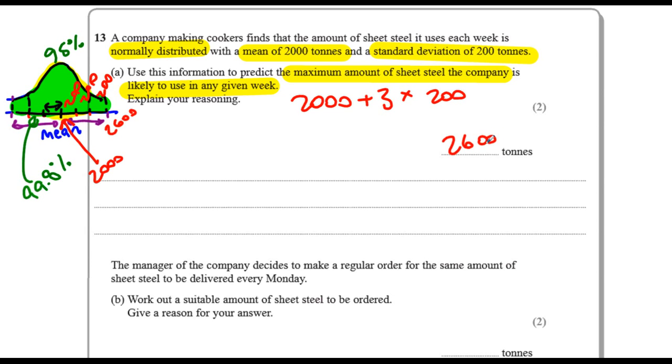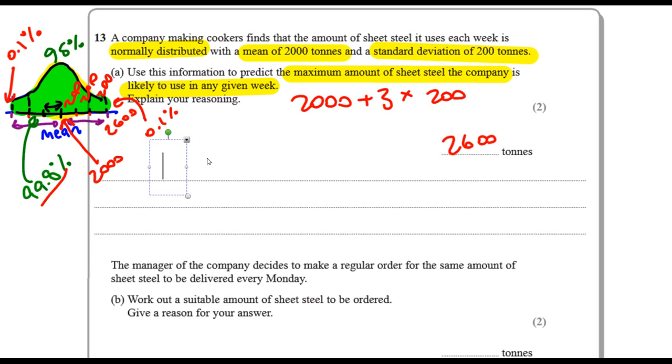Okay, it's very, very unlikely that you're going to need more than that. In fact, if you want to know exactly, this is going to be 0.1% because it's symmetrical, and this is also going to be 0.1% of your data because it's symmetrical. That makes up the full 100. So it's very, very unlikely that you're going to go over that.